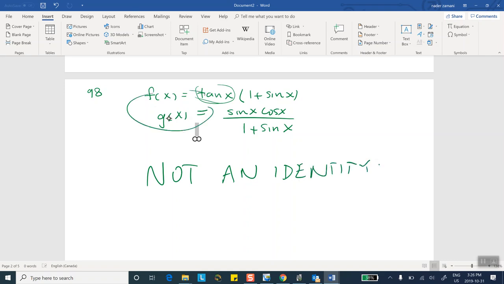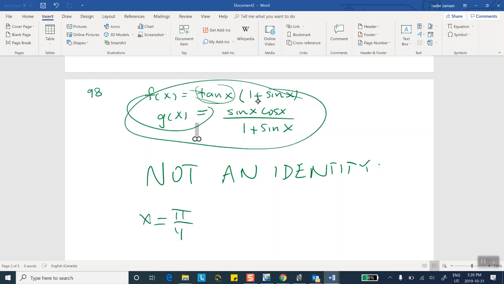And in fact, we can take, for example, x equal to maybe pi over 4, try it, stick it in there, the two are not going to be the same. And that completes the solution for homework number 13.